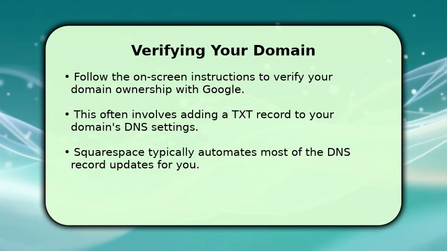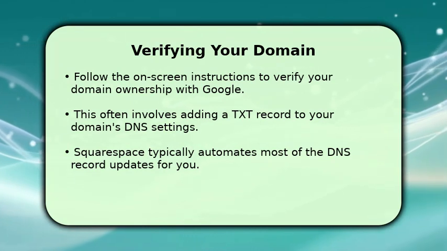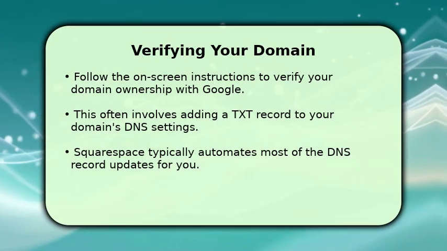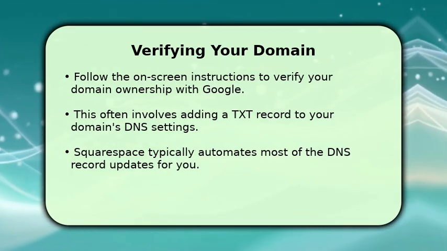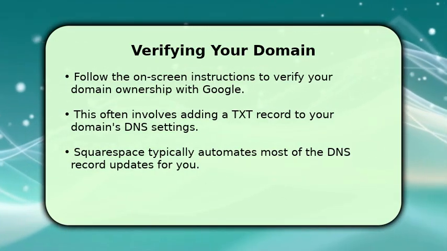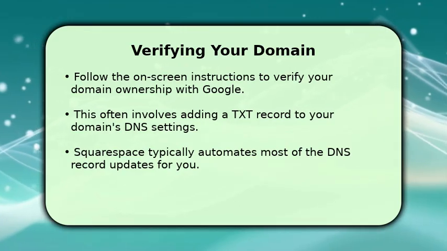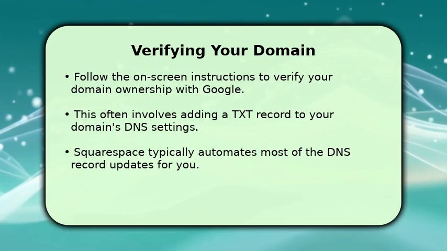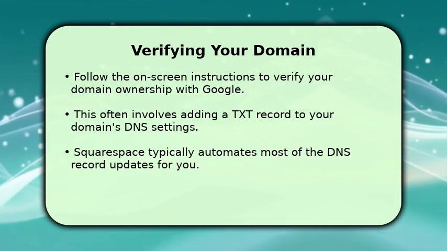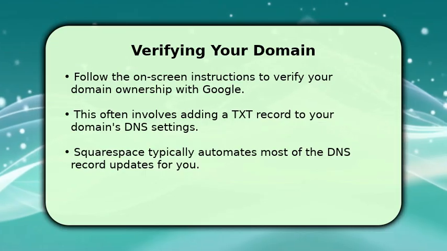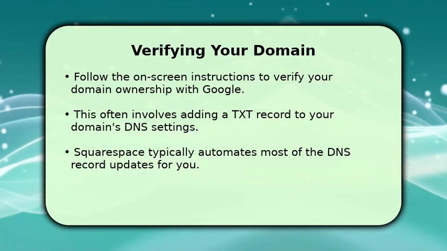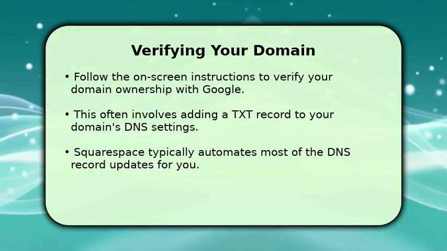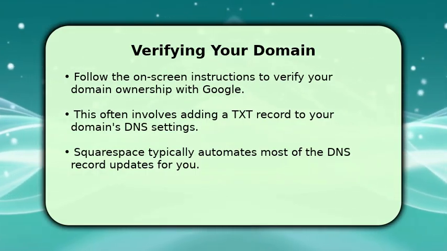After setting up your Google Workspace account, the next crucial step is domain verification. Google needs to confirm that you own the domain you're using for your email. Squarespace usually guides you through this process, often automating the necessary DNS record updates. In some cases, you might need to manually add a TXT record to your domain's DNS settings. Don't worry, Squarespace provides clear, step-by-step instructions to ensure your domain is verified correctly and quickly.